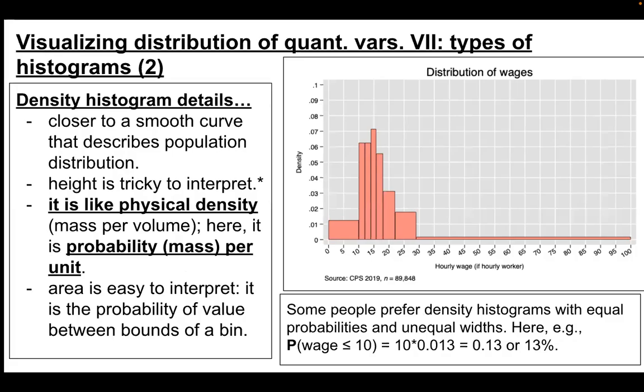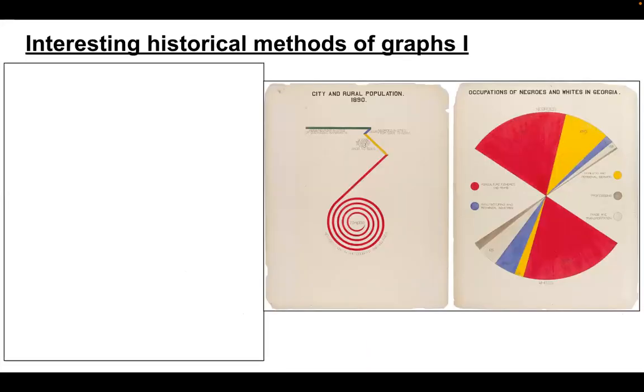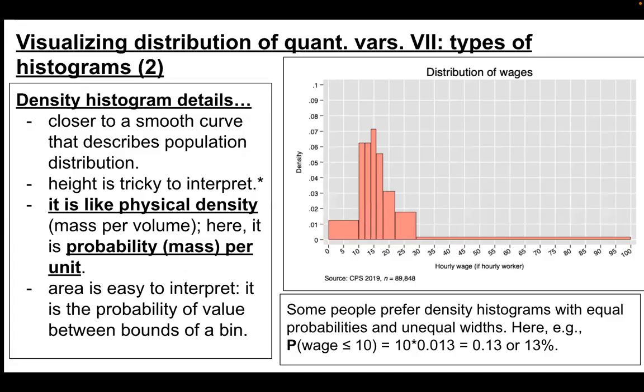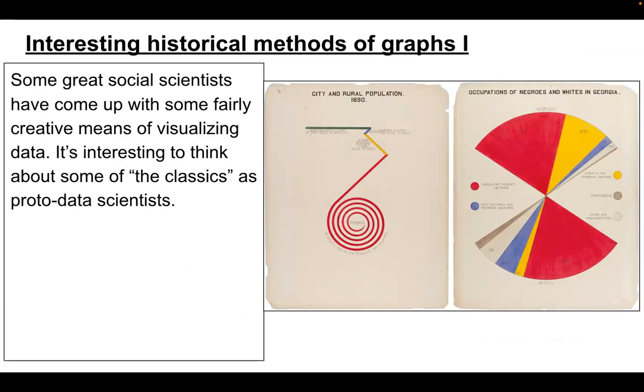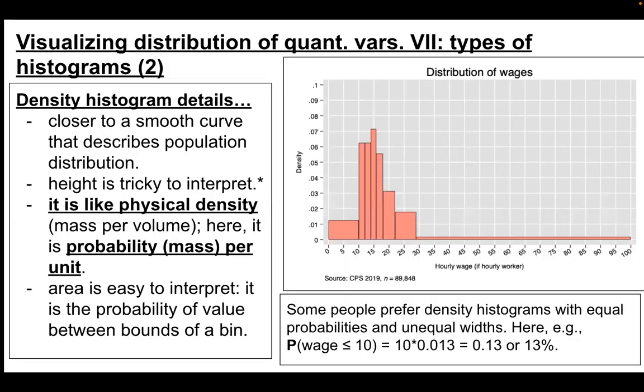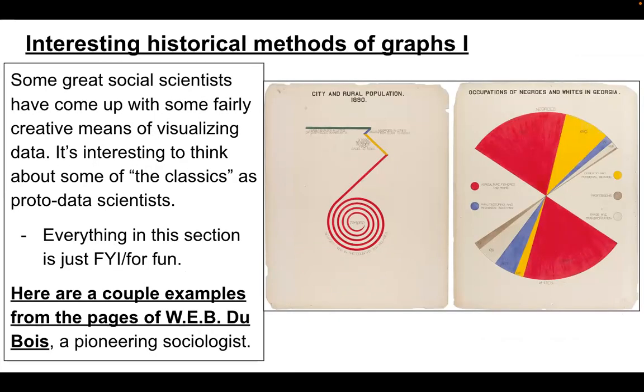There is some optional material here. I'll just show you some fun stuff to look at. So you can graph data in all kinds of wacky ways. Here is one of the classics, W.E.B. Du Bois. And he came up with some really cool ways of representing data when he was, well, he actually lived an extremely long time. I think he was almost 100 when he died.